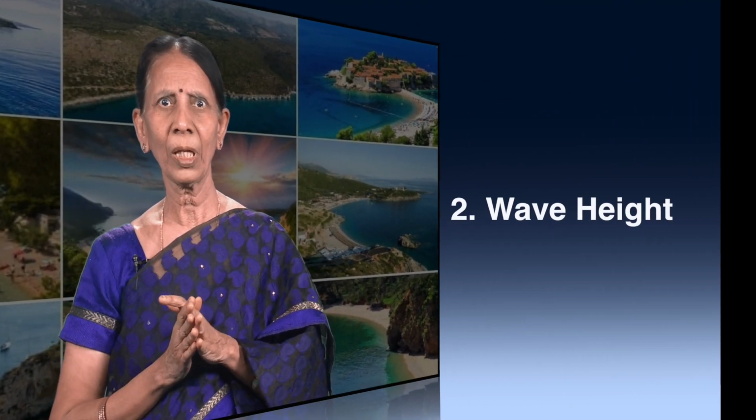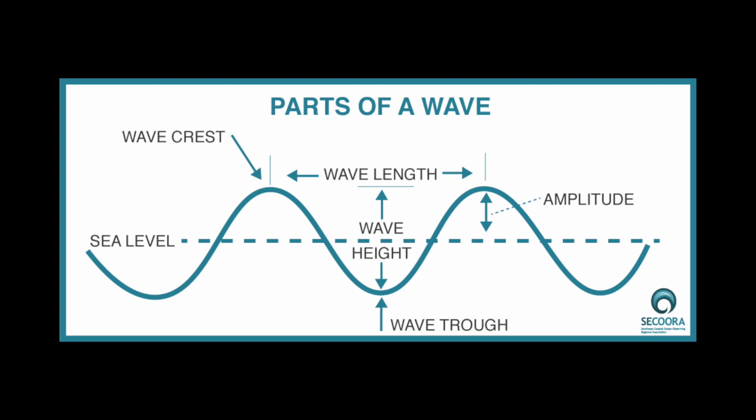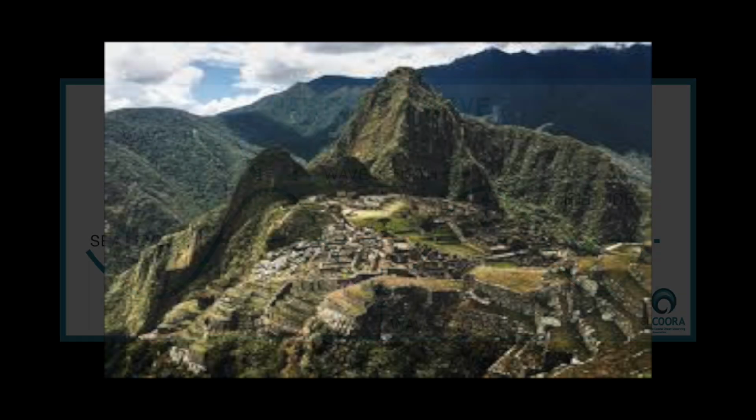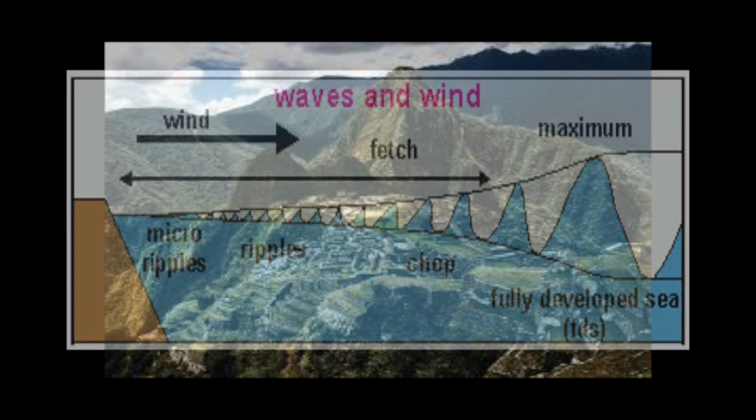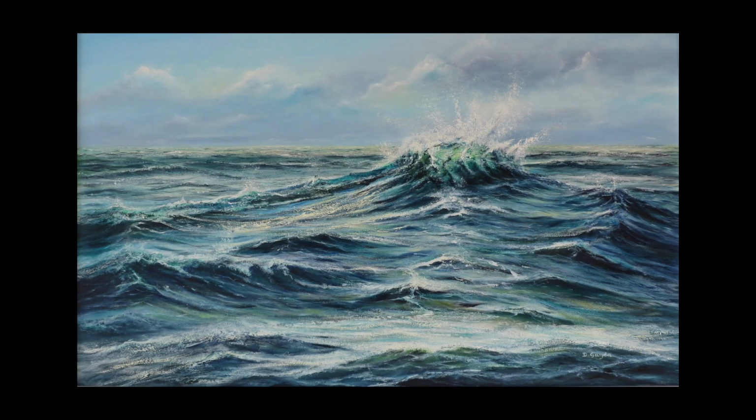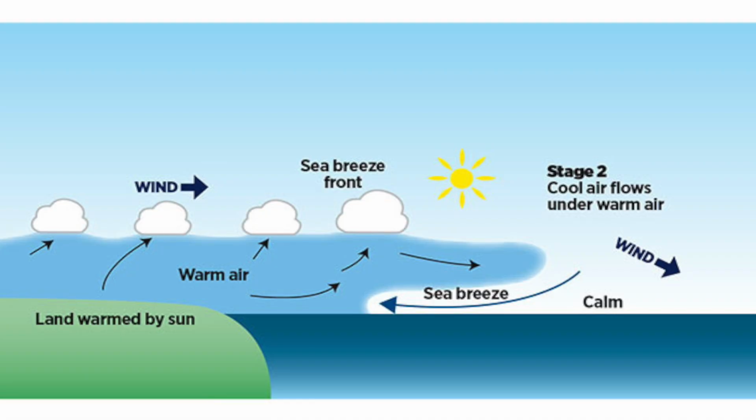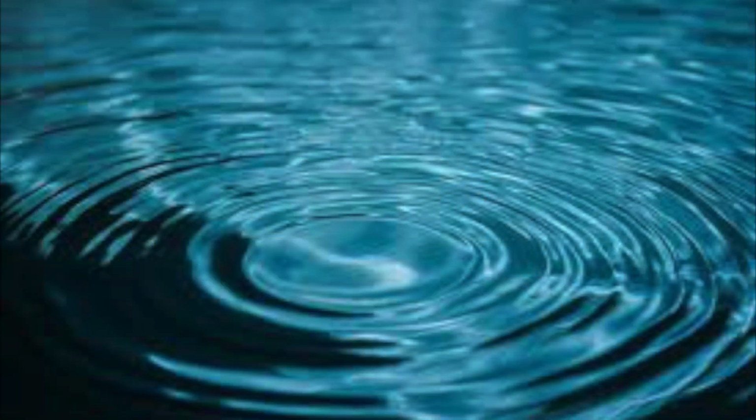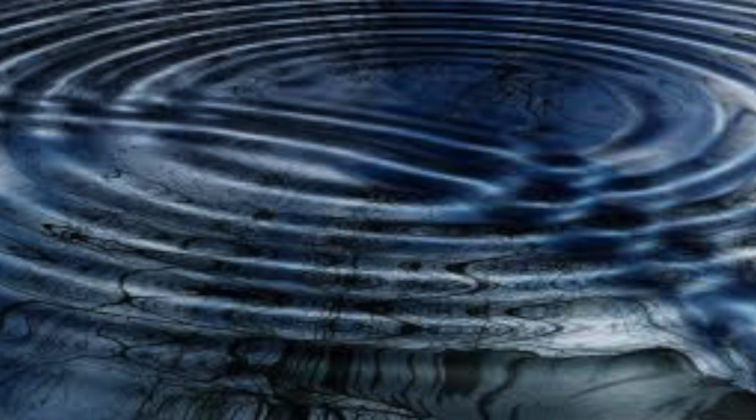Wave height. The wave height is the vertical distance between the wave crest and wave trough. The height of the sea waves generated by the wind depends on the wind speed. Wind, when passing over the sea surface, produces friction. When the wind speed is very low, that is less than 2 knots, or in the form of a breeze, it blows over the calm water of the sea, small ripples are generated and they grow as the wind speed increases.